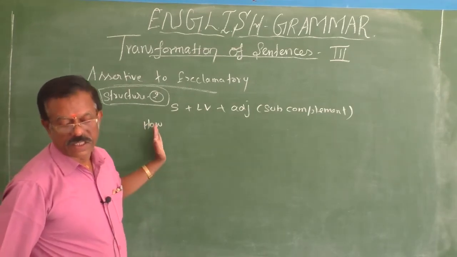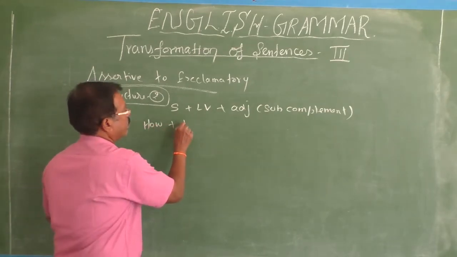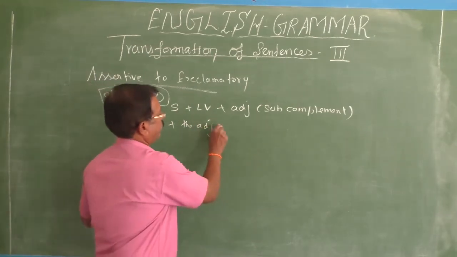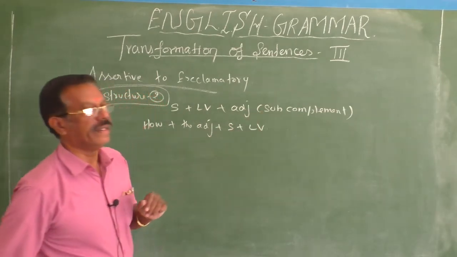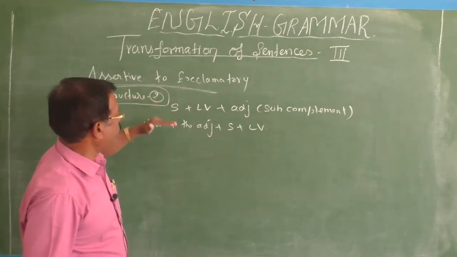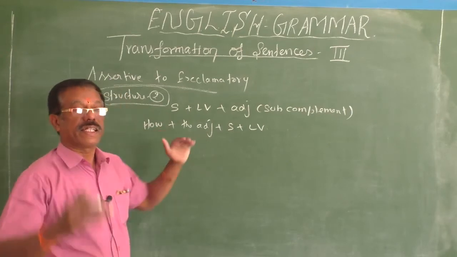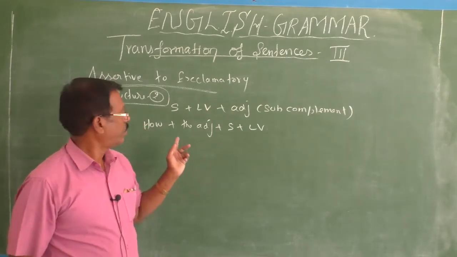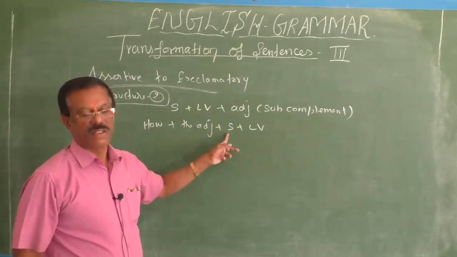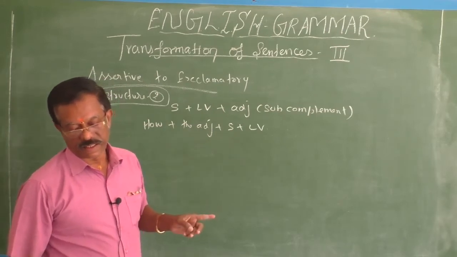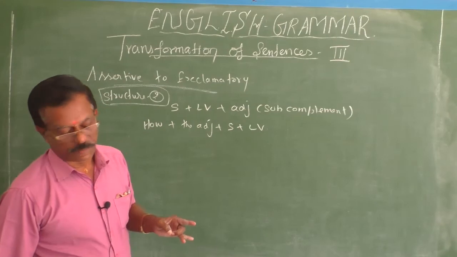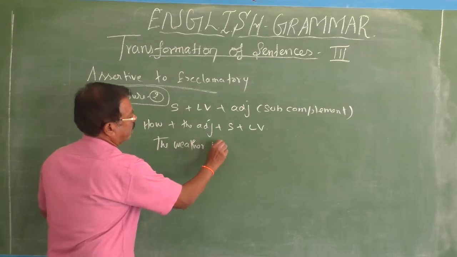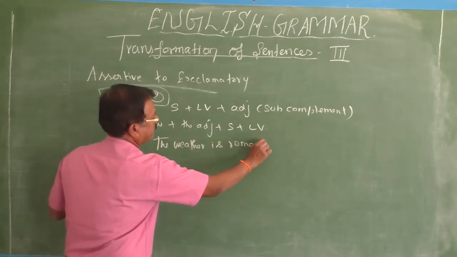How? This exclamatory sentence should begin with how plus the adjective, that is the adjectival phrase, plus subject plus linking verb. Okay. So this affirmative sentence should be changed into an exclamatory sentence that has this structure. It should begin with how plus the adjective plus subject plus linking verb. The weather, see, is romantic. This is a given sentence.